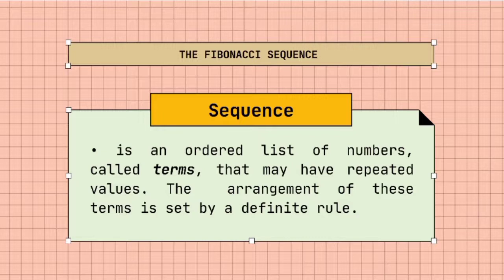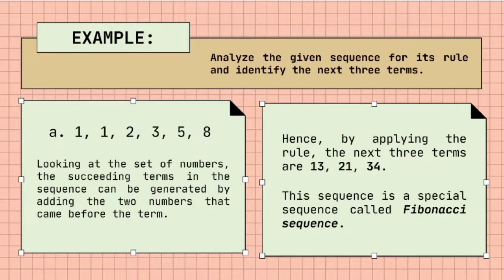The arrangement of these terms is set by a definite rule. So for example, 1, 1, 2, 3, 5, and 8. Looking at the set of numbers, the succeeding terms in the sequence can be generated by adding the two numbers that came before the terms. So ganito yun. 1 plus 1 is equal to 2, 2 plus 3 is equal to 5, 5 plus 3 is equal to 8.